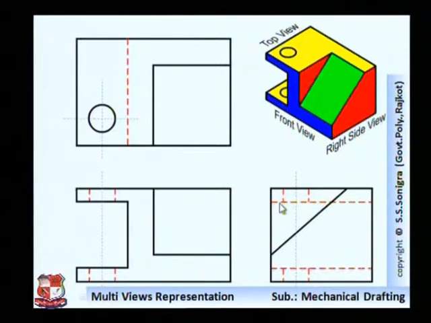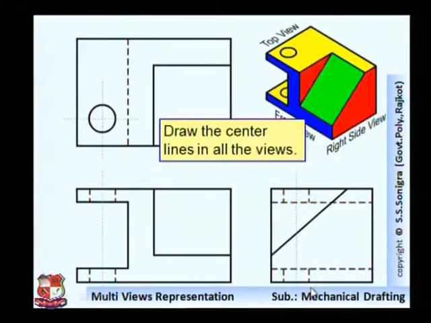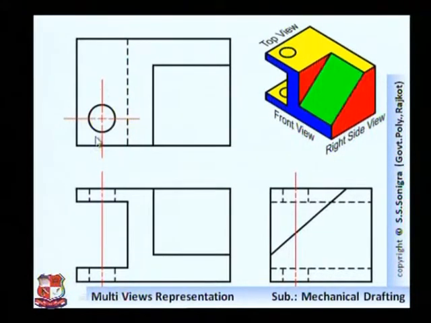So that is represented by this dotted line and this dotted line. If you look from here, these two holes will also not appear, hence these two holes are represented by two dotted lines drawn over here. Draw the center lines in all the views. Here a circle is there, so we have to draw a center line over here, over here, and over here, because it's a representation of a hole.